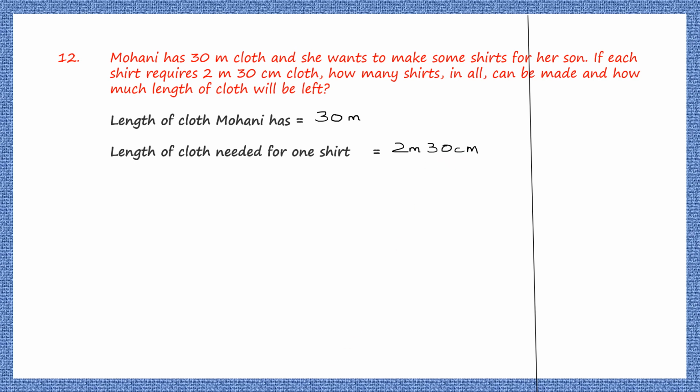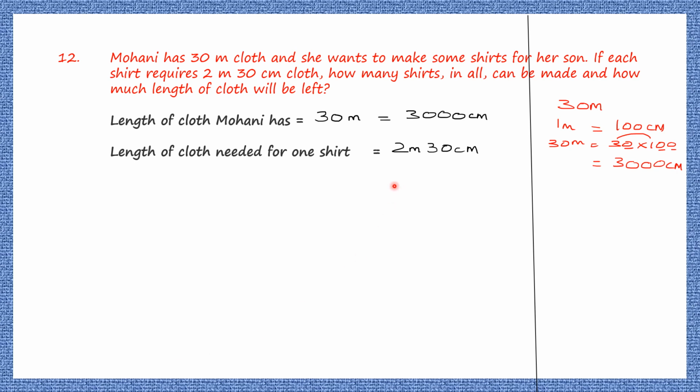So 30 meters, we're going to convert it to centimeters. In 1 meter, we have 100 centimeters. So 30 meters will be 30 into 100. And that will be 3 ones are 3, and then add the zeros 1, 2, 3. 3000 centimeters. So this we have converted to 3000 centimeters.